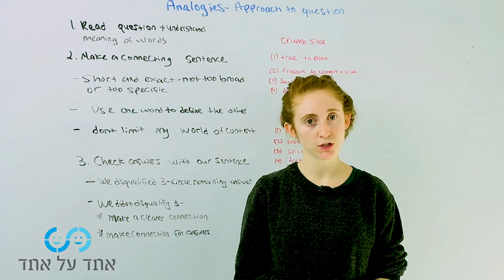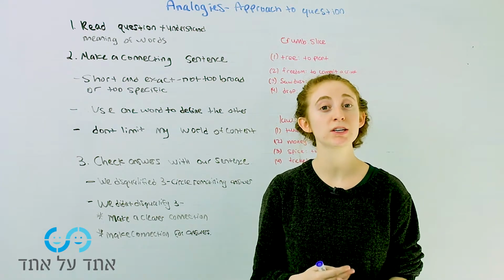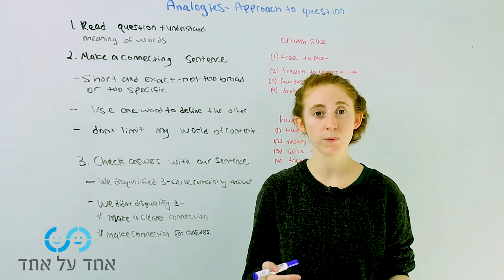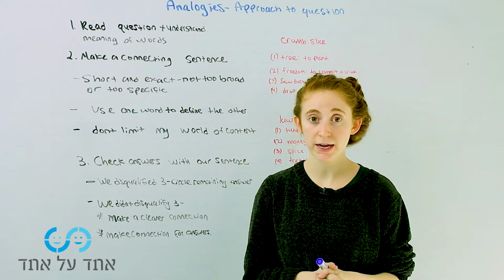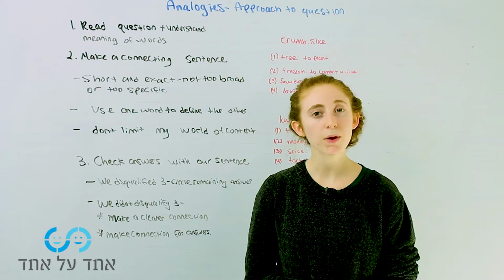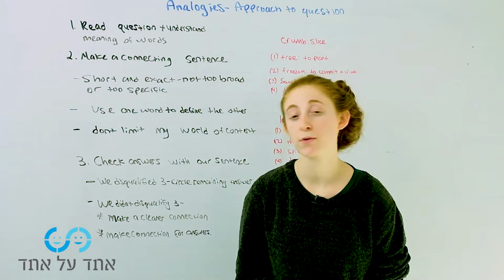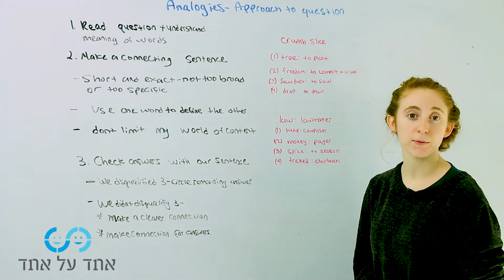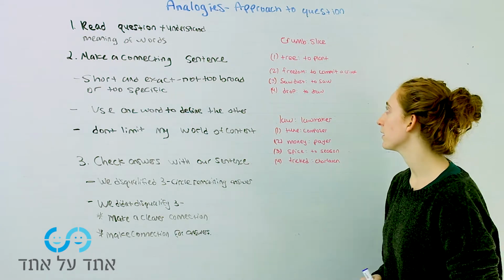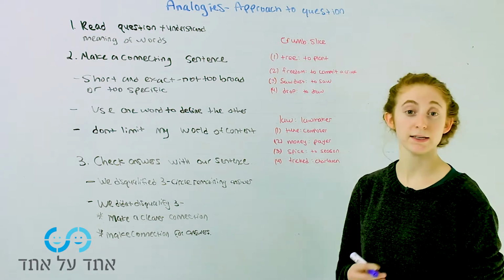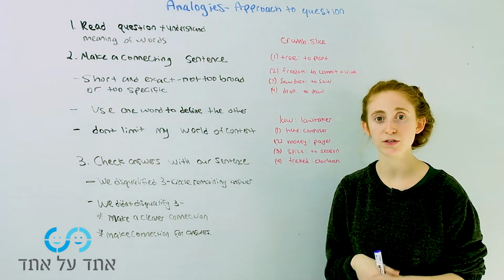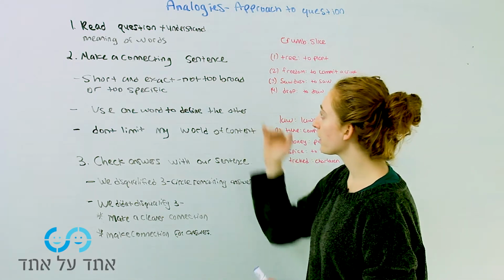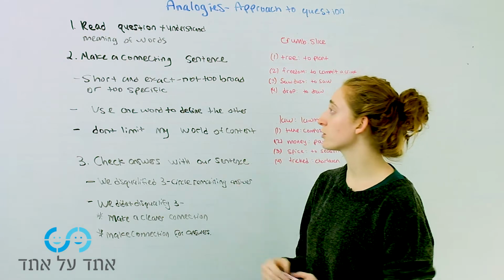So the first thing that we want to do when we approach an analogy question is to read the question and understand the meaning of the words. We talked about the importance of understanding the meaning of the words. If I don't know the word, it's nearly impossible for me to make a connecting sentence. So I want to make sure that I know what I'm dealing with, that I know the meaning of the words. Let's take an example, crumb and slice. Okay, so I know what crumb is, and I know what slice is. A crumb is a tiny bit of something, usually baked, and slice is separating something, right? If I slice, then it's a separation of things. Separating something, also usually baked. But, so I've read the question, I've understood the meaning of the words.